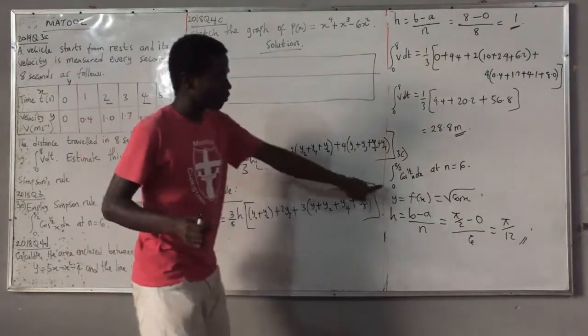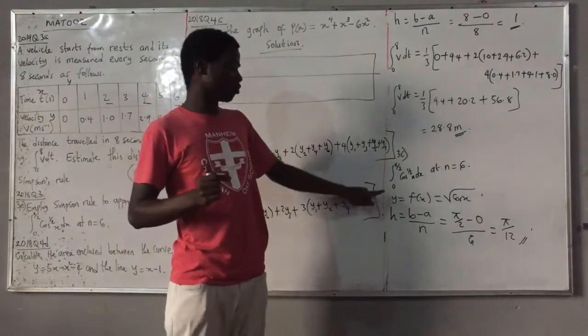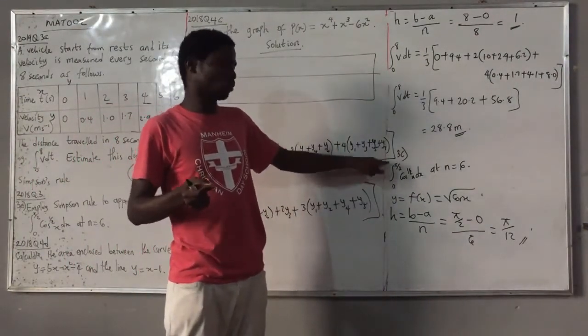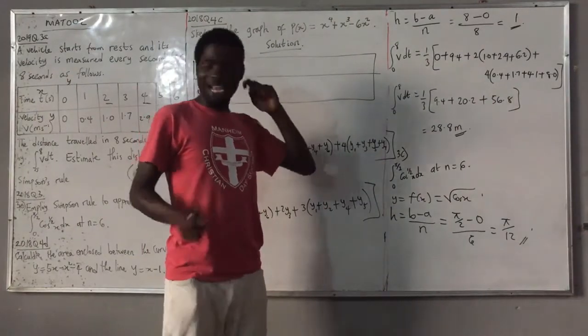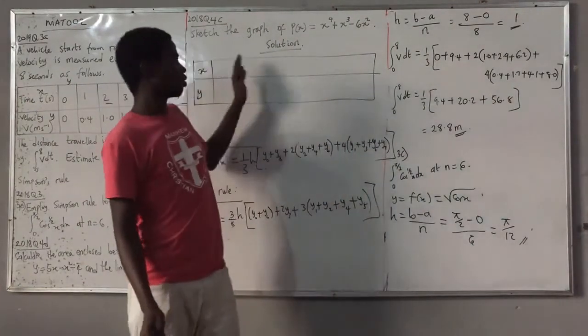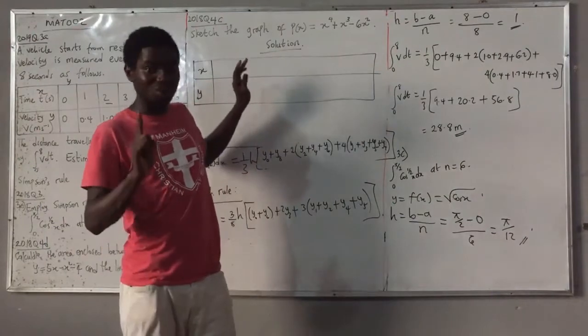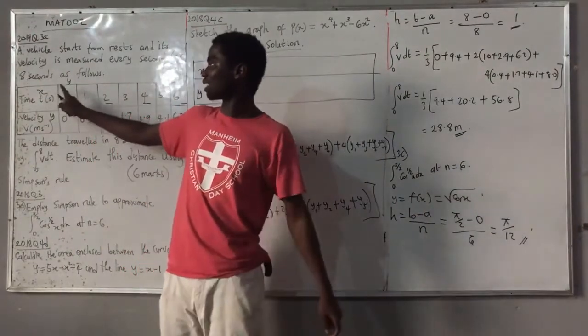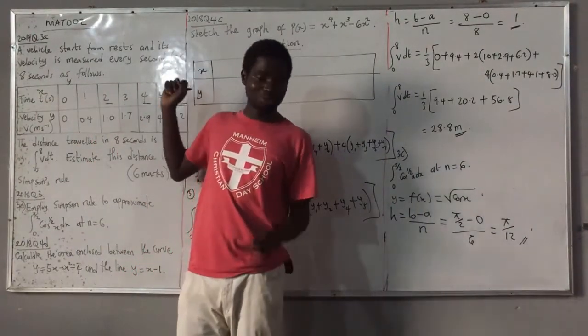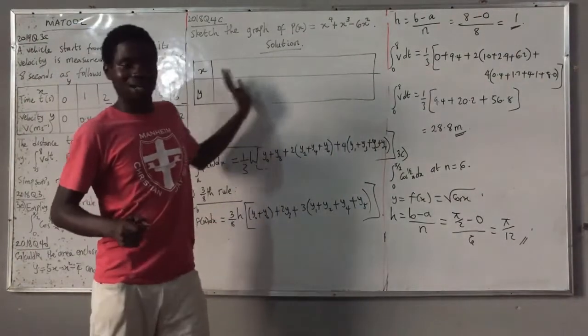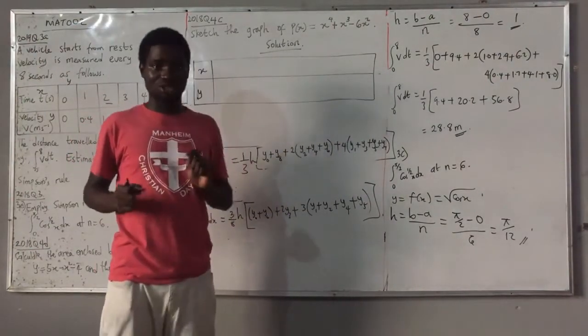Now you will start. See what's happening here is that you must start from 0 and stop at pi over 2. And your end must be 6. If you count starting from 0, you must start from 0. Don't forget this one. Starting from 0, if you count down, you must get what? 6. Do you get my point?